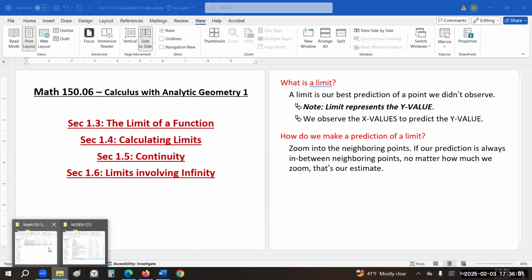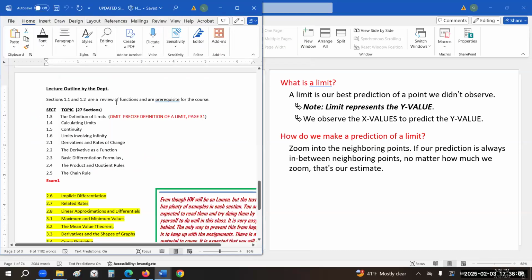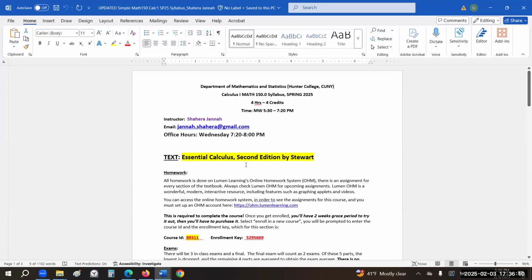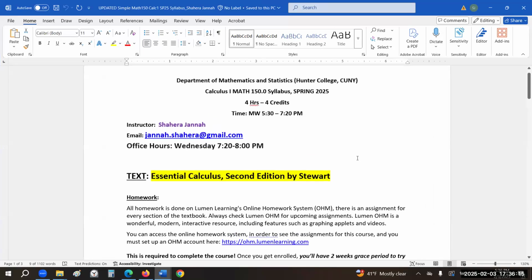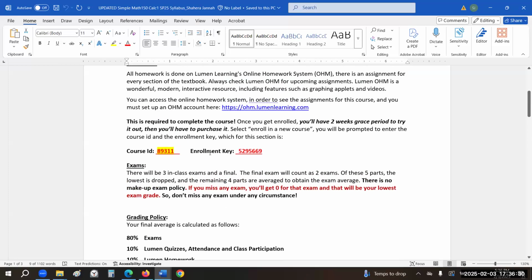That reminded me, let me go to our syllabus. I posted a new syllabus on Brightspace and I highlighted all the changes I made in it. In the old syllabus, the book was different, but in the new syllabus, we're going to use this book, not the new one. Also, even though the enrollment key is the same, the course ID is different.